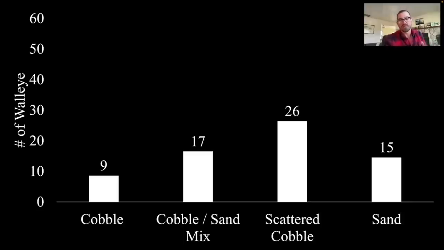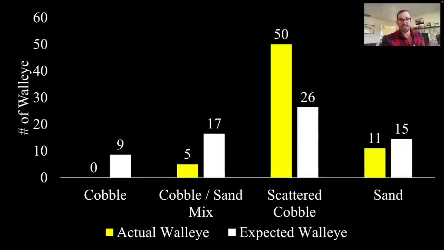Of course, most of us anglers don't expect that to be the case, because we know that fish like walleye have specific habitats they like. And so let's look at what the expected versus the actual was. And you can see here the actual in yellow is that there's very strong selection for scattered cobble.